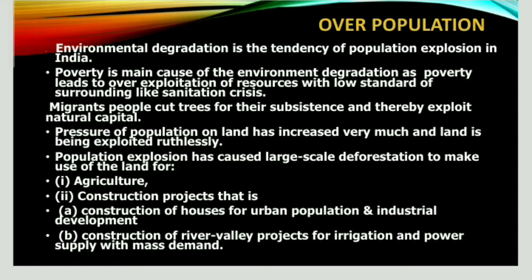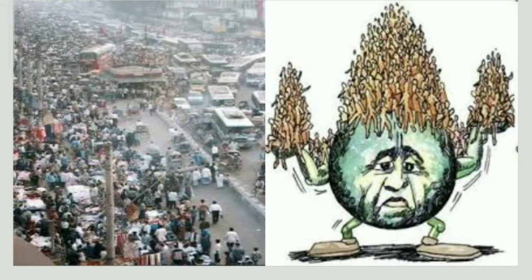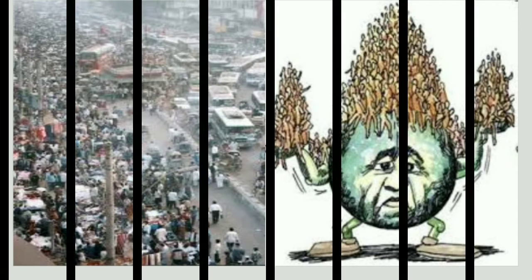Construction of river valley projects you needed for irrigation as well. This is the earth which is bearing the billions of dreams. The resources are equally distributed but overutilized. And it marks the abundant multiplication of transportation, pollution, industrialization, urbanization, and rising demands of food grain, which marks the soil fertility with chemicals and pesticides.